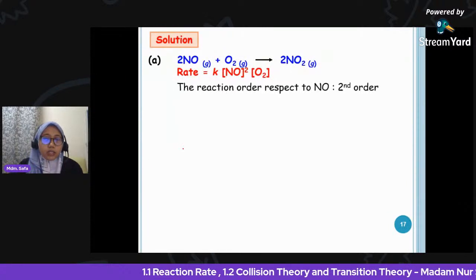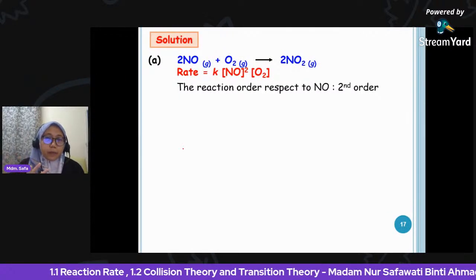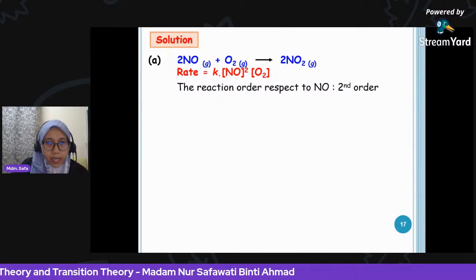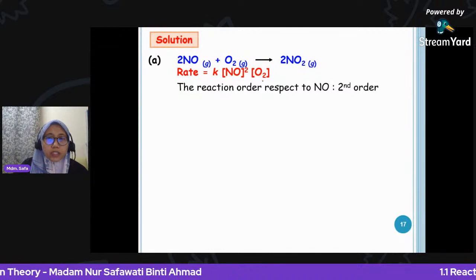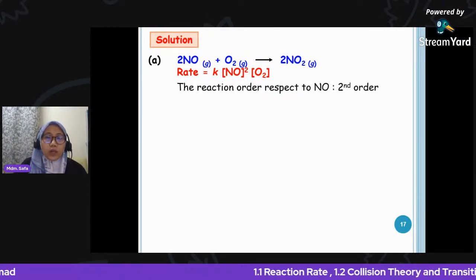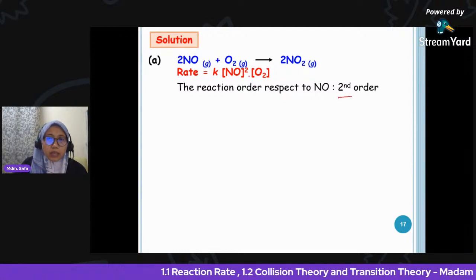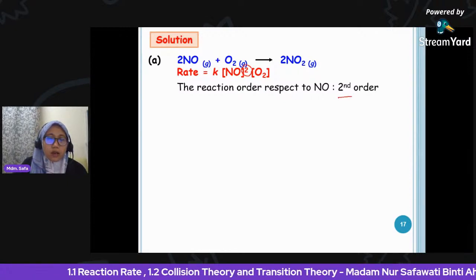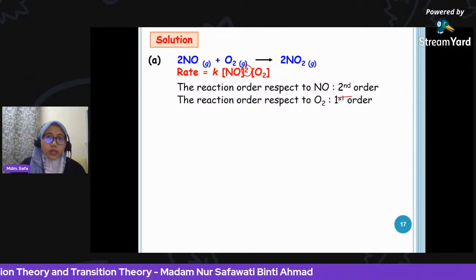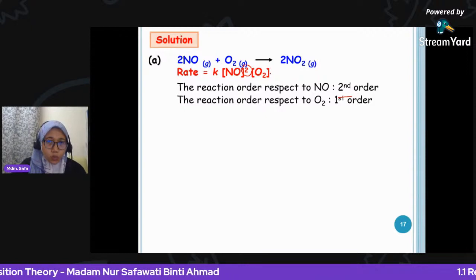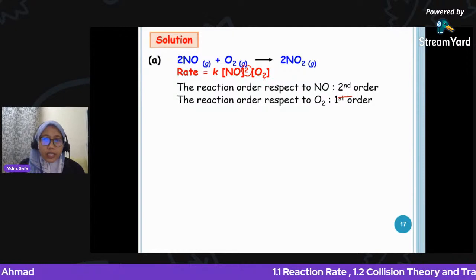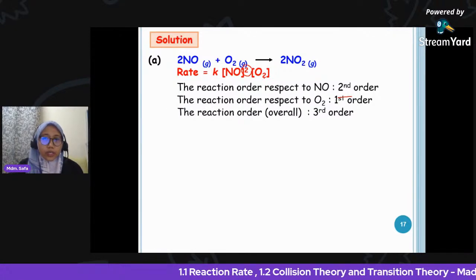Okay, so this is the solution. Okay, untuk yang pertama, okay, the rate law is rate equal to K concentration NO power of 2 concentration O2 power of 1. So the reaction order with respect to NO is second order sebab dia tulis 2 kat sini. So it is second order for NO. Okay, and then what about O2? O2 is first order sebab kat sini power of 1, so tak perlu tulis 1. Okay, so it is first order. So what is the overall order for this reaction? The overall order is third order.